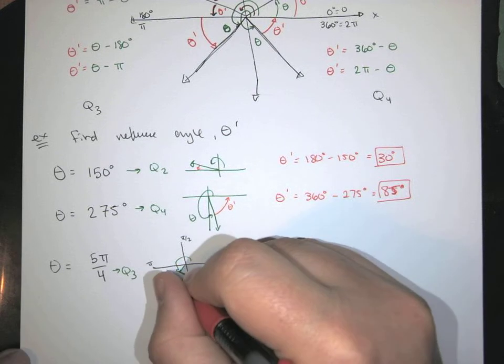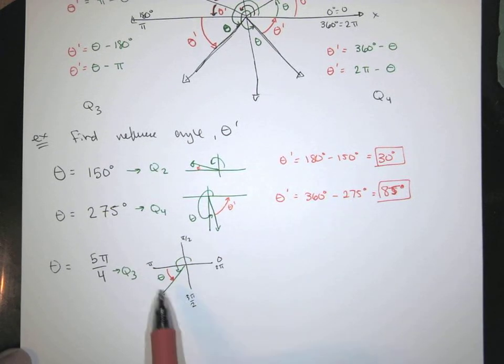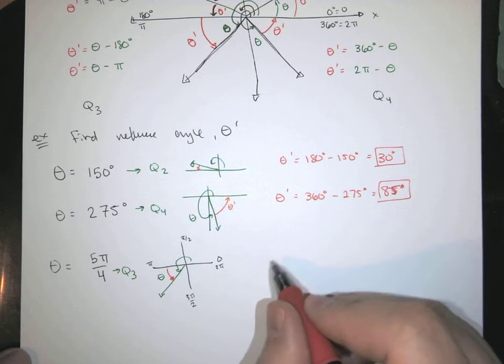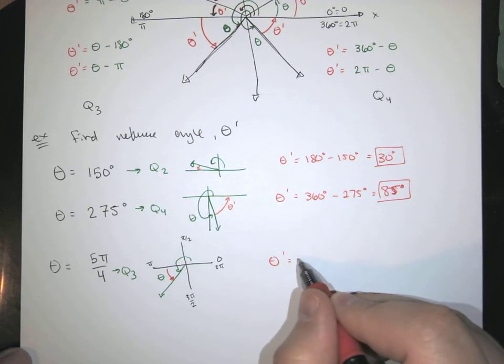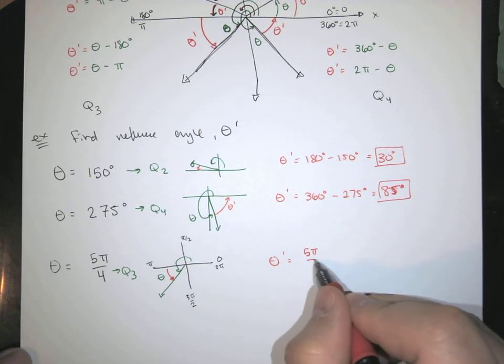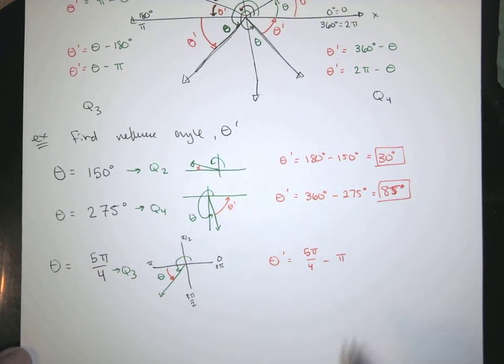Our reference is the difference between 180 and the angle. In radians, of course, that's going to be pi and the angle. So the angle is bigger. So this is going to be 5 pi over 4, which is our theta, minus 1 pi, which is our sort of 180. What math do we need to do to actually do this?